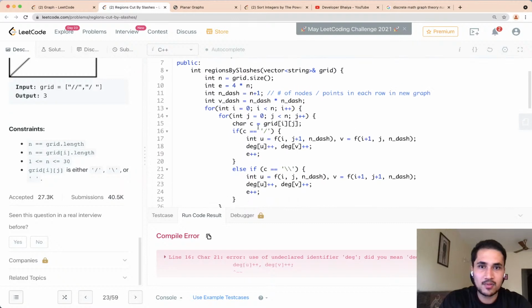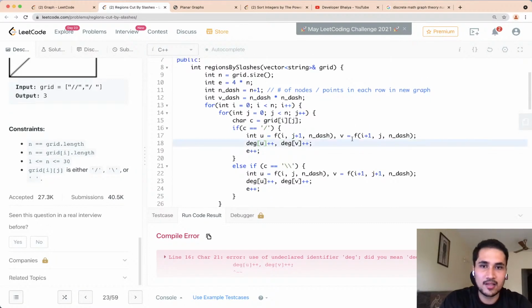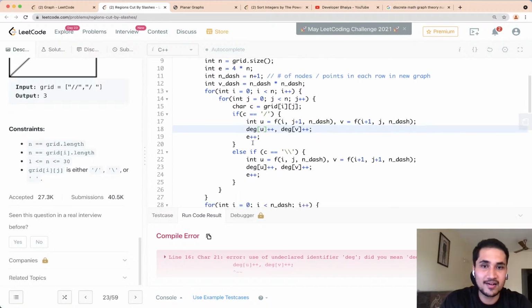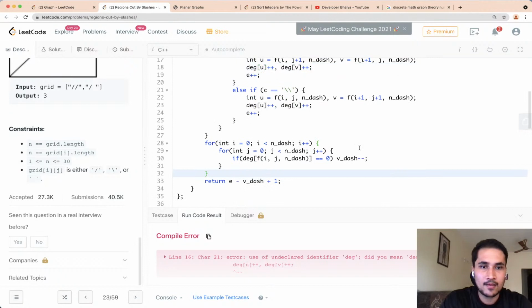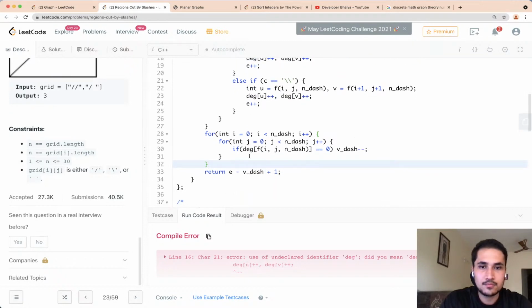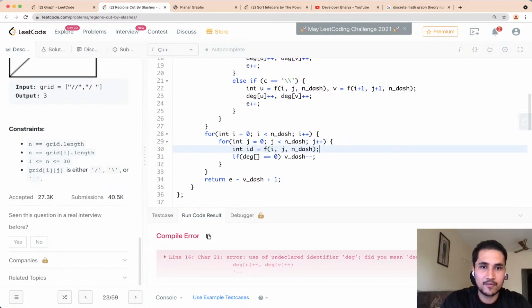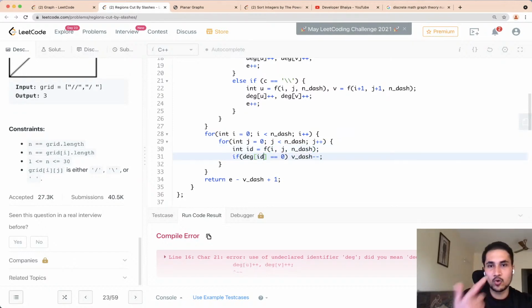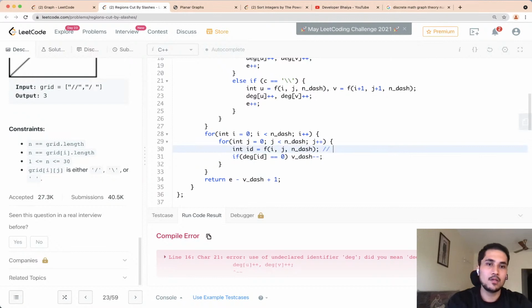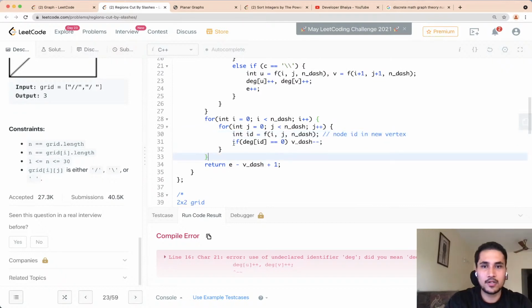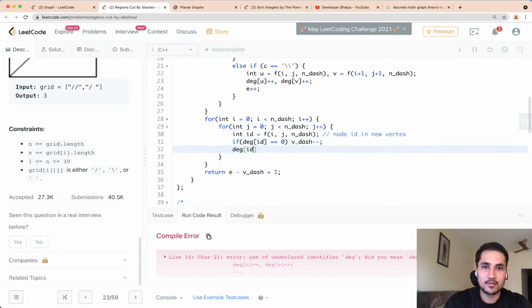Let's also do the initialization, just because we have seen last time also, this is a class and they submit again and again. So we should also clear degrees out at the end. Let's actually make this a bit more readable because this was not readable. So ID becomes f of ij and dash. This is the ID or the node number in the new vertex. Node ID in new vertex. And once we know the answer, let's do it like this only, right? So we are clearing the degree array for next run.